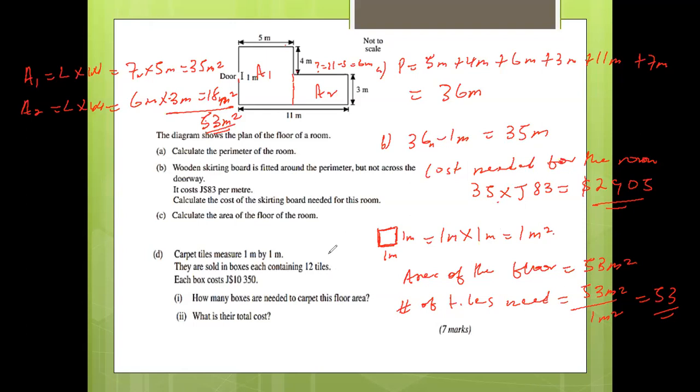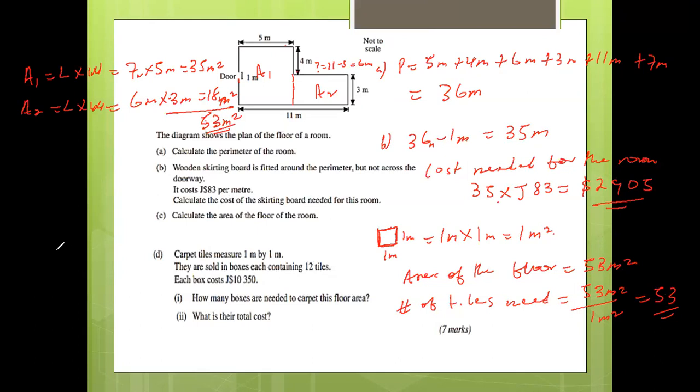Look at the logic here. Every tile is 1 meter square, and the room is also 53 meters square. That means I'm going to need 53 tiles. Everybody agree with that, right? Yes, sir. Now, if you are going to need 53 tiles, and each box contains 12, the question they ask is how many boxes do we need to carpet the floor? What will I do now?